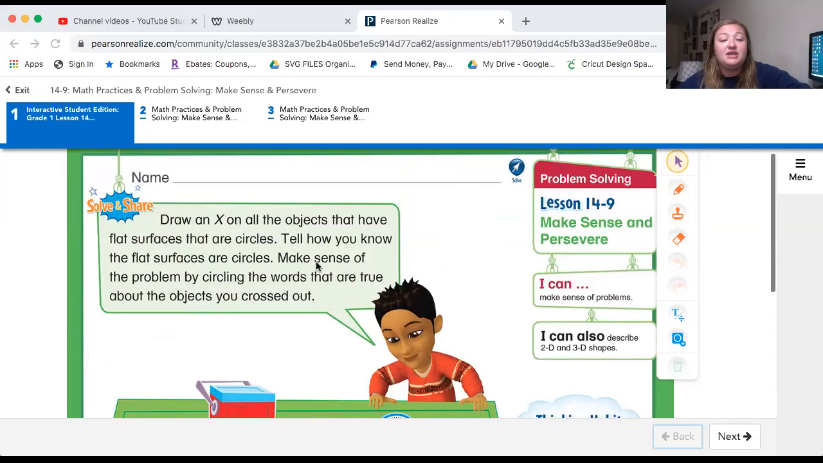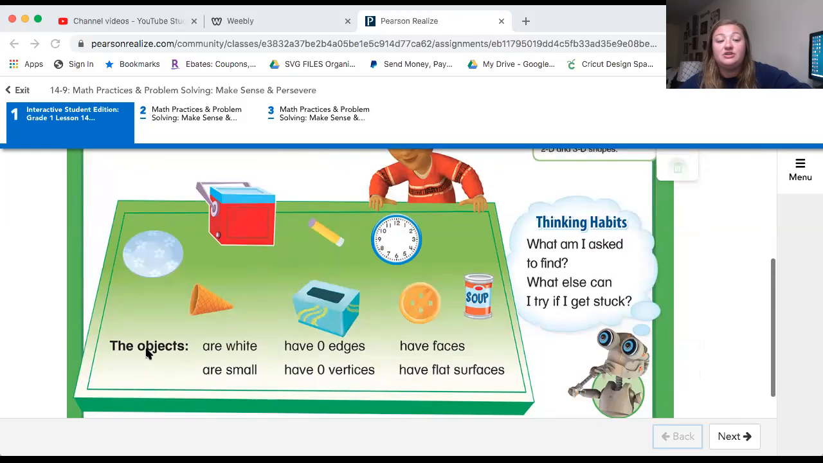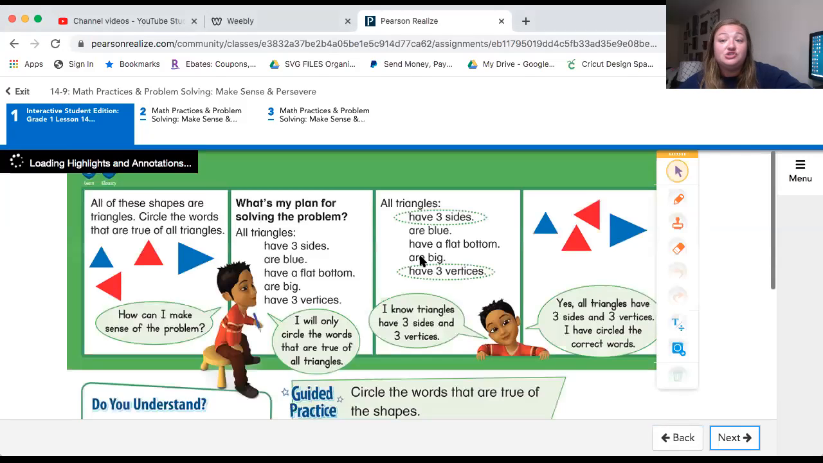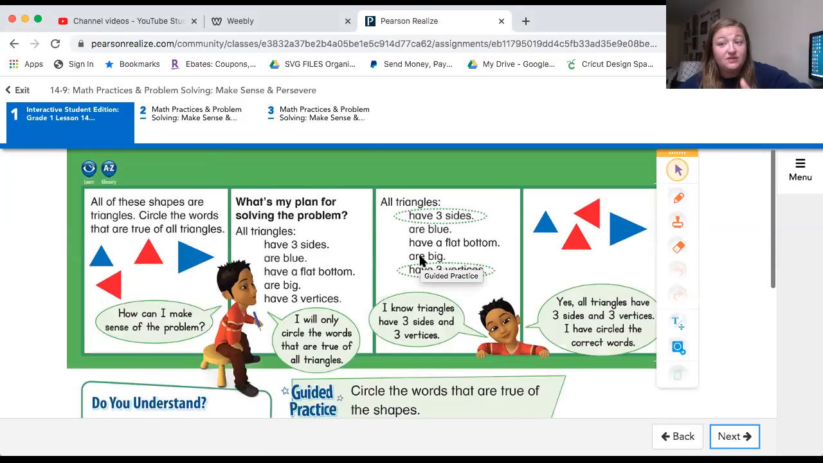And then you make sense of the problem by circling the words that are true. So, for example, it says the objects. So the circle, flat objects you circled. You have to circle which ones they are. Kind of like we did on yesterday's lesson where we circled what made the shape, what was one of the defining characteristics of that shape. So it's pretty much the same thing. So let's look at our visual learning bridge. Now you should have watched the video, but I'm going to go over the little clips at the top.